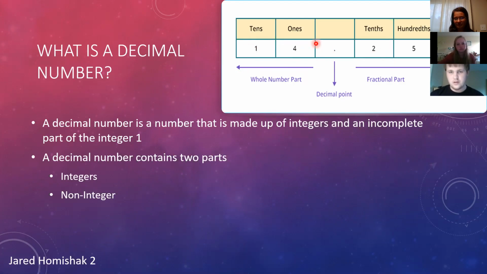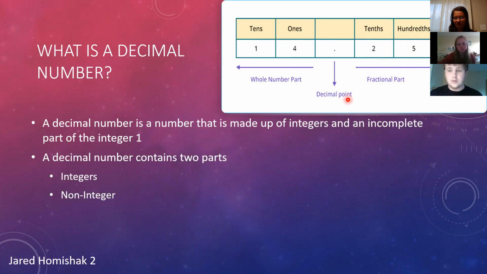We have our integers here. These are the whole numbers. And then we have our decimal point, which splits up the integers and the non-integers. And then our incomplete whole number, I guess you could put it, is here to the right. These will always split up into values such as tenths, hundredths, and thousandths.